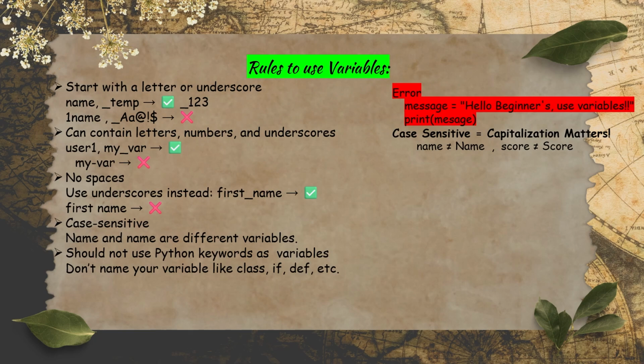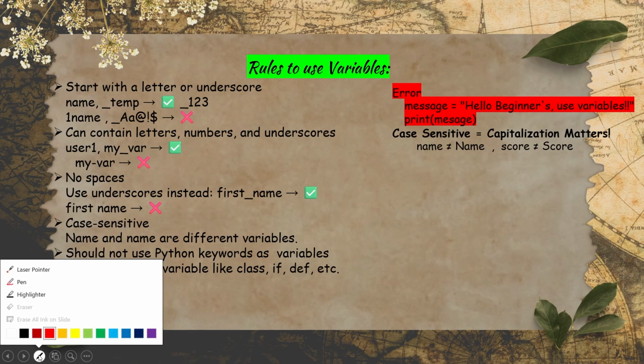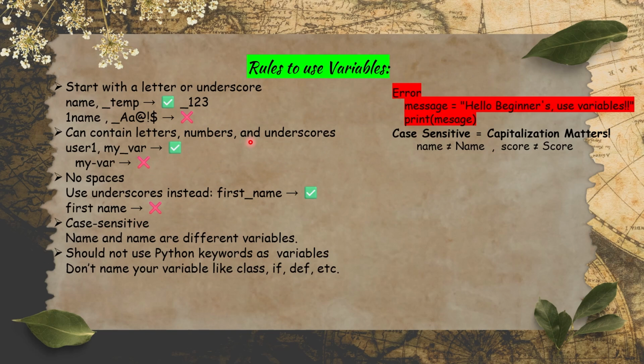The first rule to define a variable is to start with a letter or underscore. Any variable name must always start with a letter or underscore, but it cannot start with a digit. Here, this is one of the valid examples. Name is a valid variable since it has started with a letter, that is, it may be an uppercase or a lowercase letter.